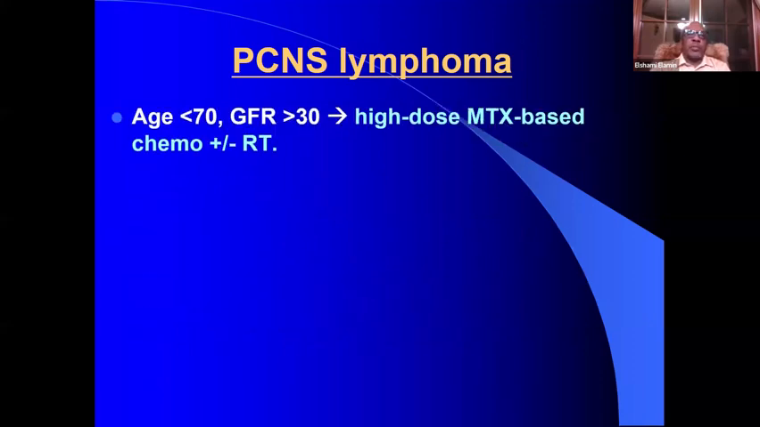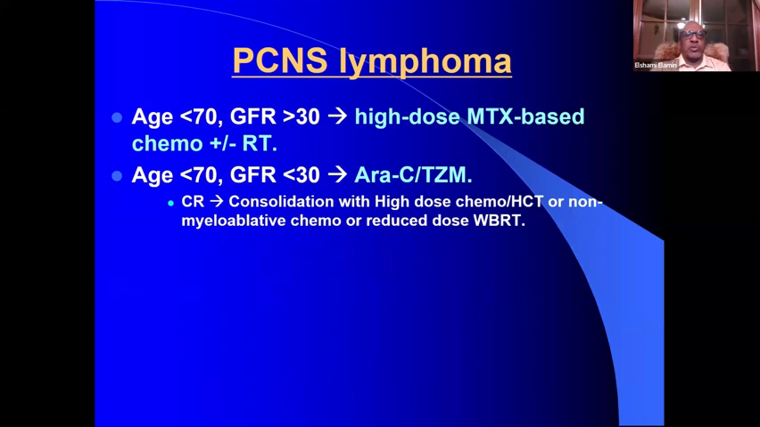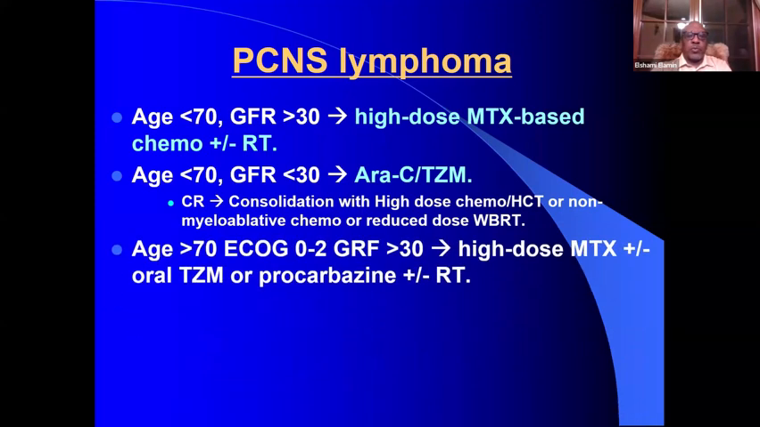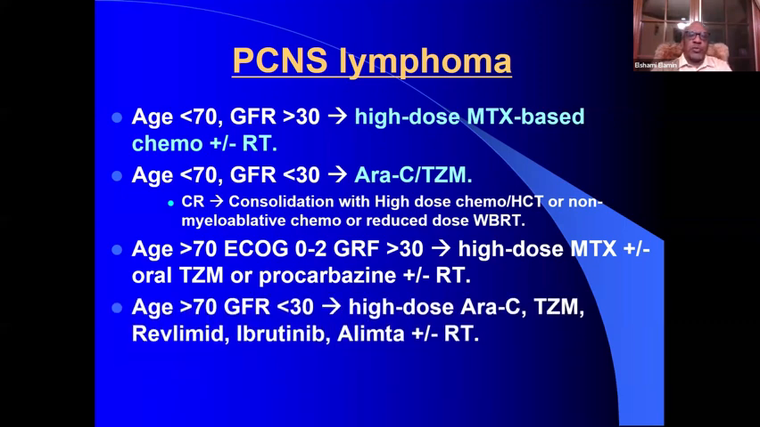Treatment is very complicated, but I'll try to simplify it. For a younger patient, younger meaning less than 70, with good kidney function, you treat with high-dose methotrexate-based chemotherapy with or without radiation. For a younger patient with poor renal function, we may use cytarabine with temozolomide. With an elderly patient, we use a cutoff of 70. High-dose methotrexate is reasonable, with or without temozolomide or procarbazine, with or without radiation. A patient with poor renal function and elderly: high-dose cytarabine, temozolomide, Revlimid, ibrutinib, Alimta, with or without radiation.